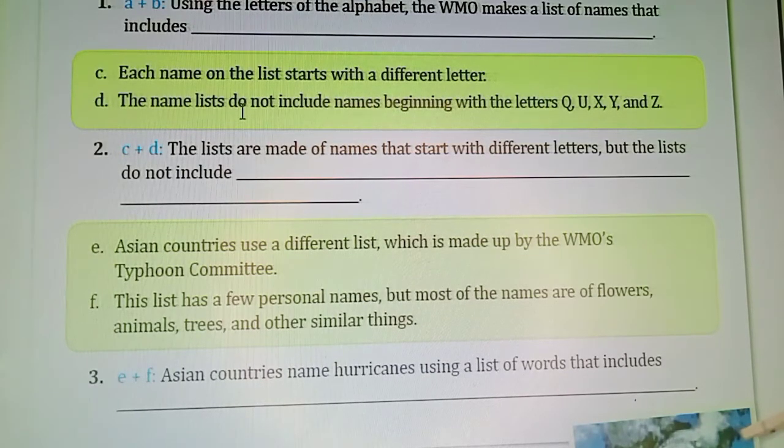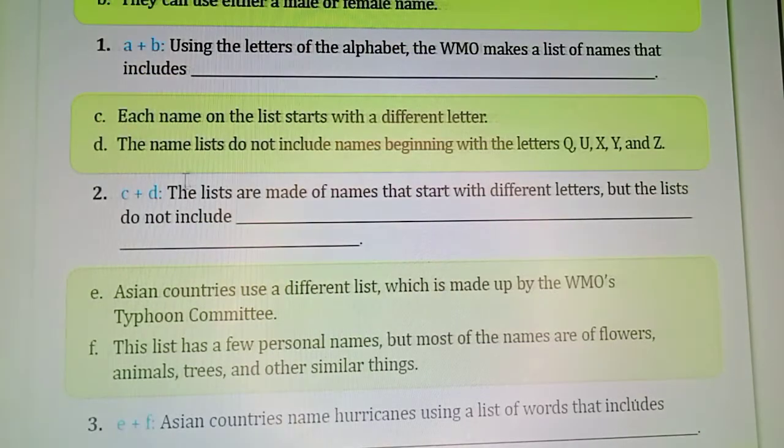The lists do not include names beginning with the letters Q, U, X, Y, and Z. C and/or C plus D, we can paraphrase them as you see. The lists are named of names that start with different letters, but the lists do not include names beginning with the letters Q, U, X, Y, and Z. Yeah, that's right.